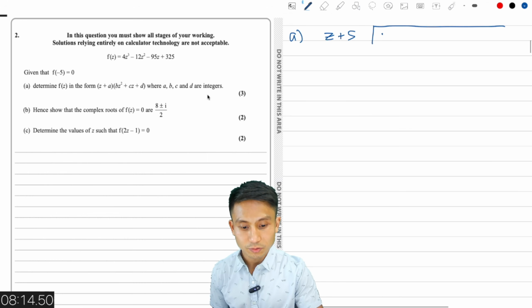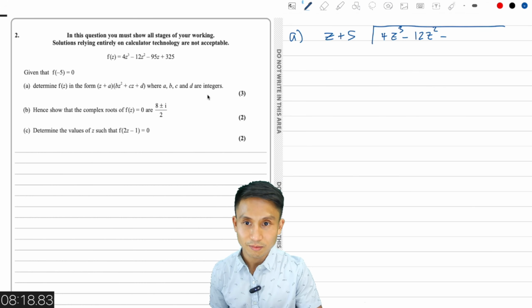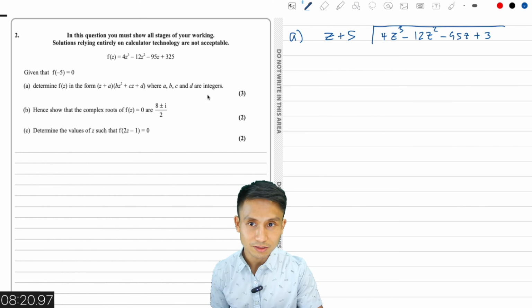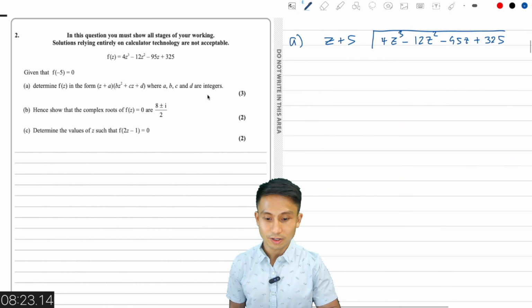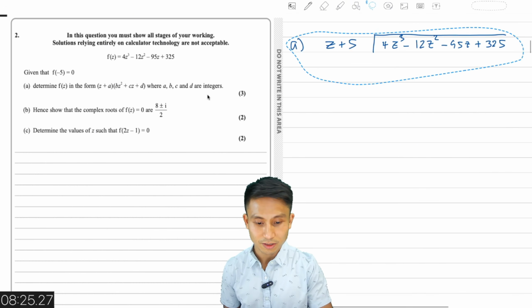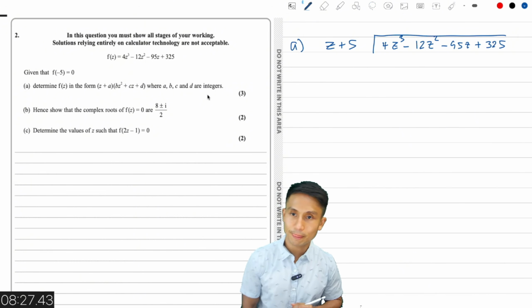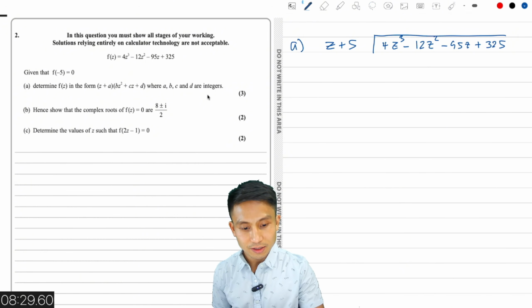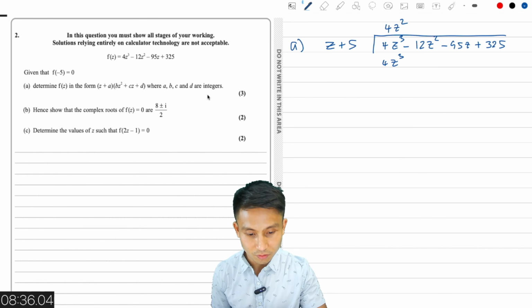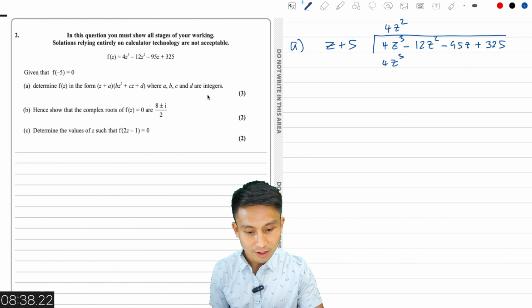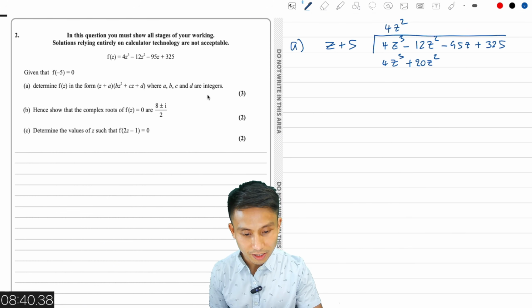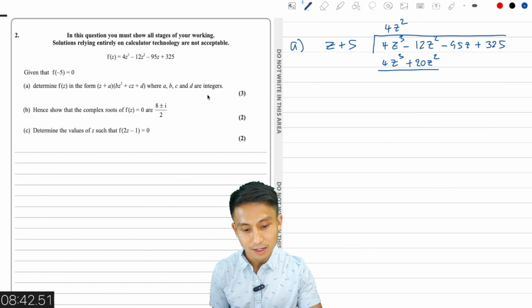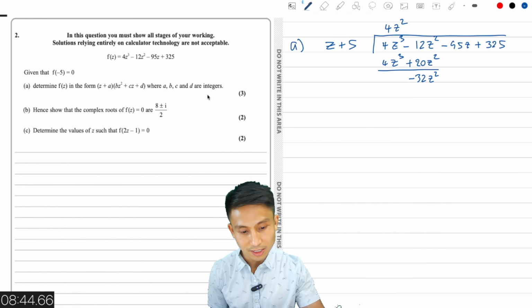Let's put 4z cubed minus 12z squared minus 95z plus 325. Let me move that down a little bit. The first divided into the first, we get 4z squared, and then multiplying all out back to the divisor, we get 4z cubed plus 20z squared. That's the point, because the z cubed terms cancel now. Subtract both of them, we get minus 32z squared here.